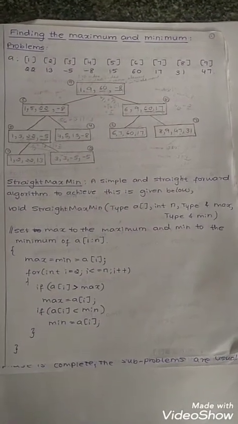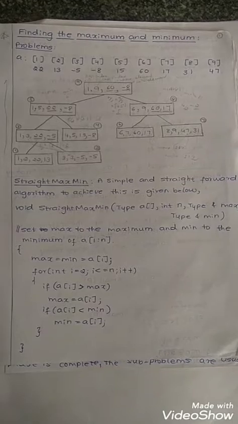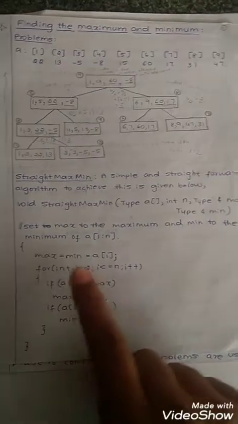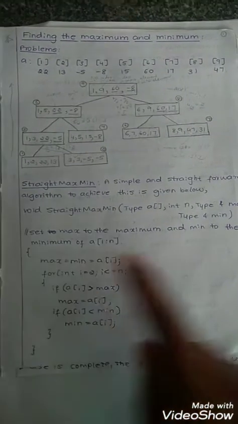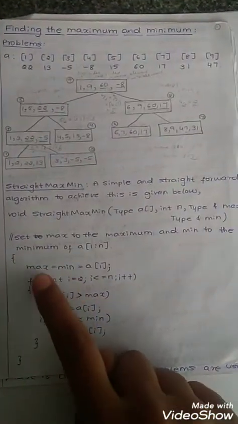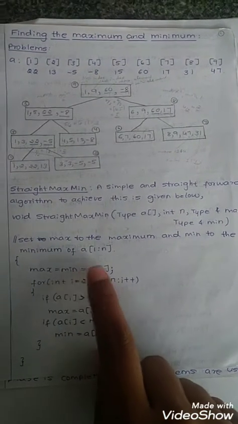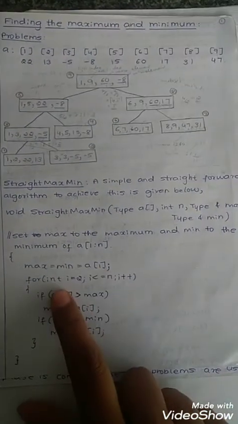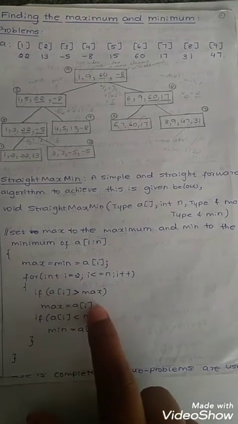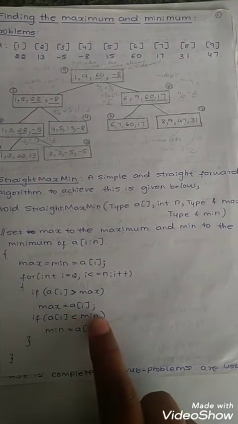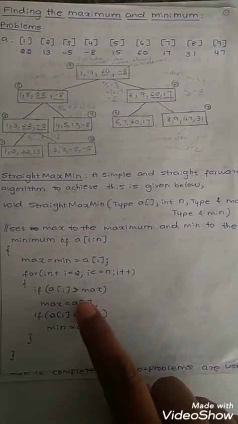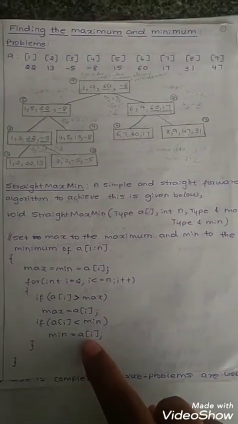So you write a simple algorithm to find the maximum and the minimum element. You can see here, let me take max is equal to a of 1 and min is equal to a of 1. Then from the next element, if a of i is greater than max, then max is equal to a of i, and one more if, if a of i is less than min, then min is equal to a of i. So this will find out which is the maximum element and which is the minimum element.